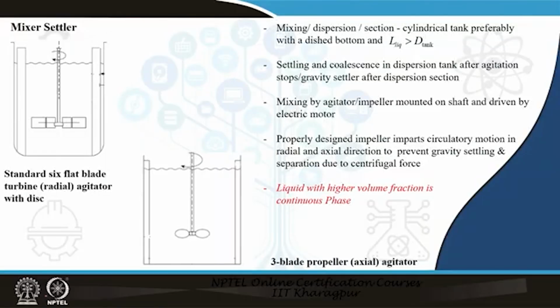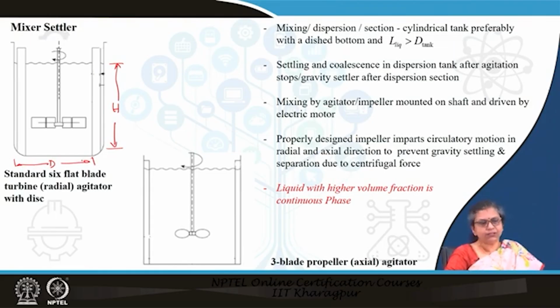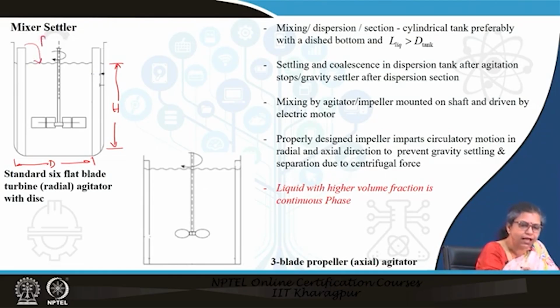What is the simplest contacting device? You have maybe a vessel or a cylindrical tank. Normally we have a cylindrical tank with a dished bottom, and usually the depth of the liquid, say this is taken as h, is generally equal to the diameter of the tank. Now, in this tank, we introduce the two liquids, the feed and the solvent, and then they are agitated here.